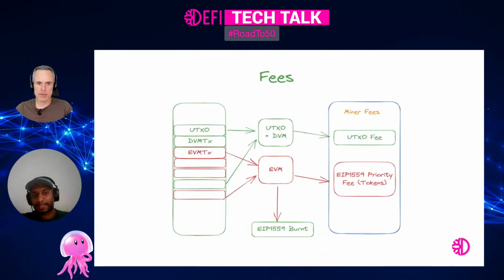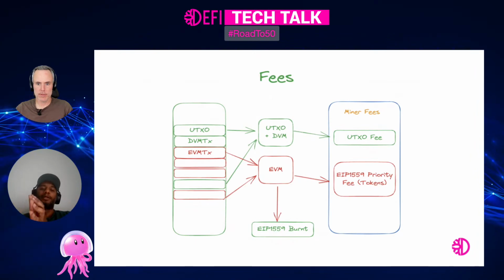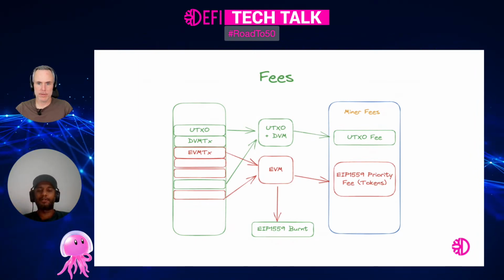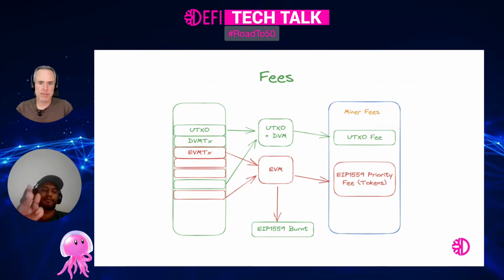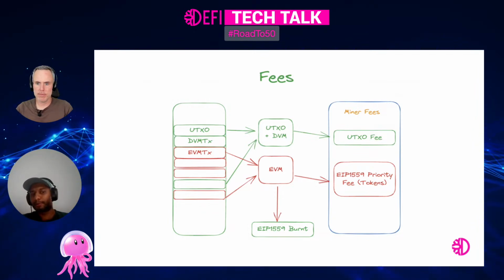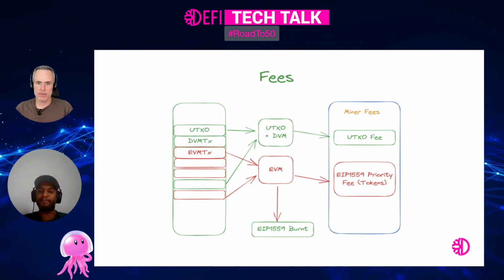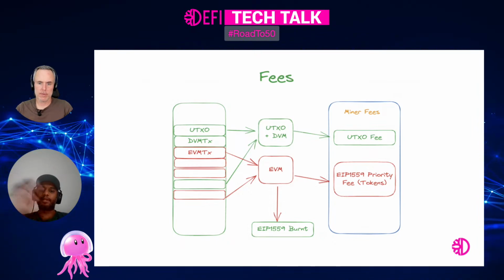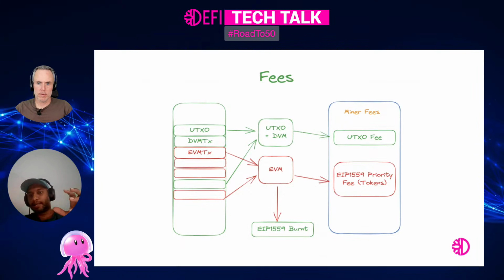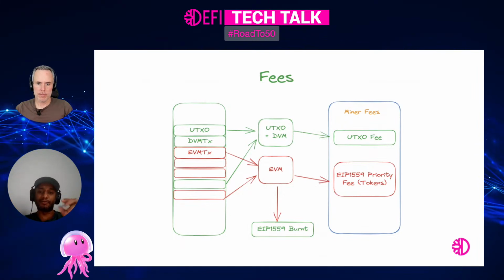So now talking about gas target and whatnot. Fees, the large structure of how it works: on the left side is just a regular block. You have UTXO, DVM, EVM, all of these are part of the same block. The UTXO and DVM work exactly like they do today. All of these fees get aggregated, and then it goes to the miner as the UTXO fee.